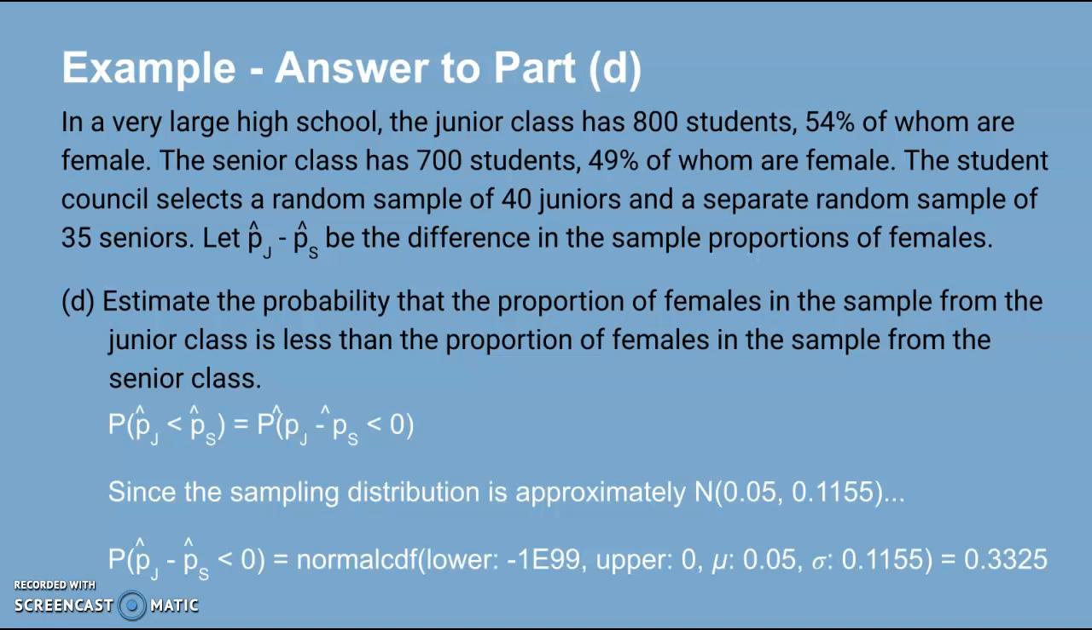The probability that the proportion of juniors minus the proportion of seniors in your samples is less than 0. Use the normal CDF. You can see all the numbers in there, and it's about 0.3325.